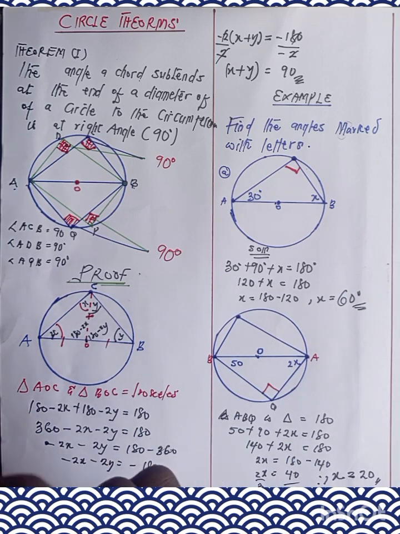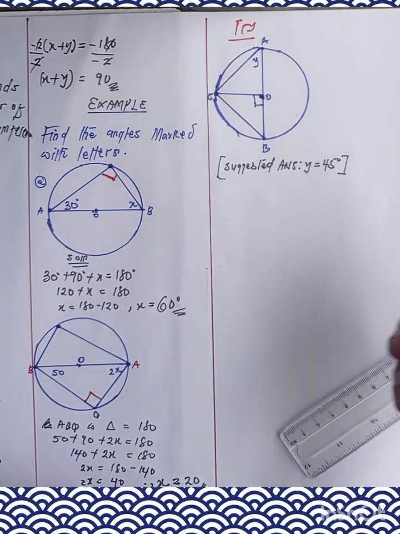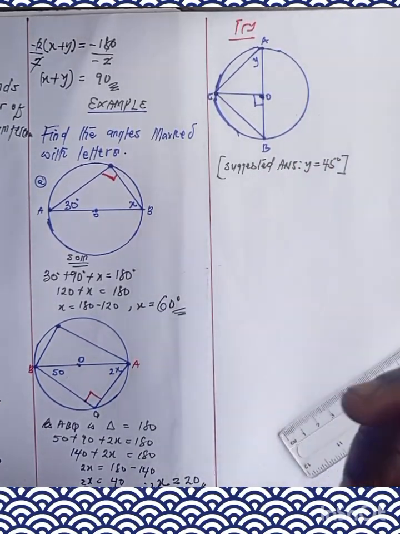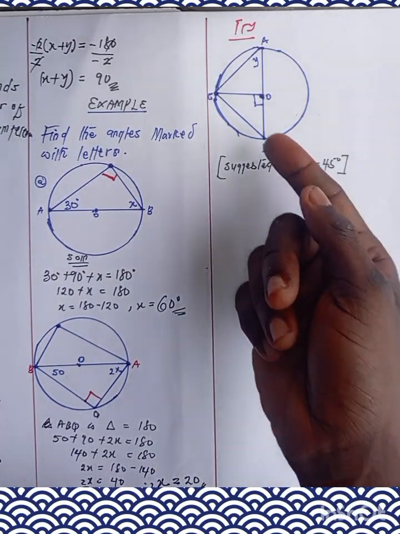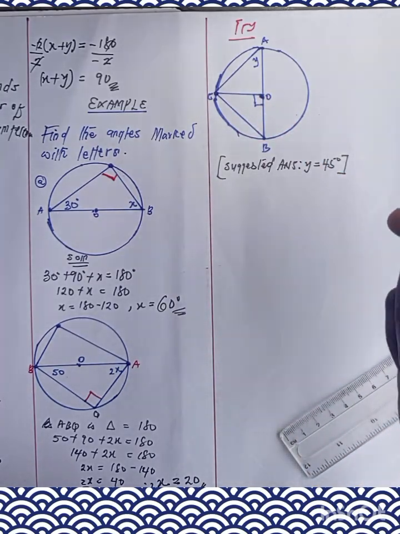I'll give you one example for you to try your hands on. So try your hands on this example. The suggested answer for this is y is equal to 45. Try your hands in the process to see if you get 45 degrees.